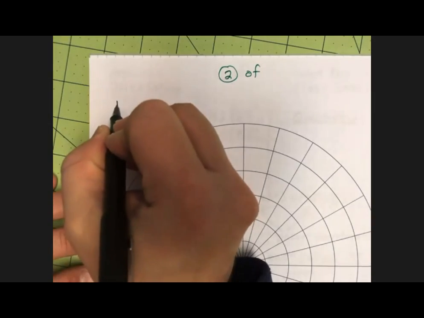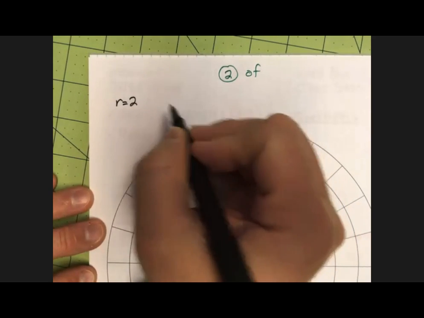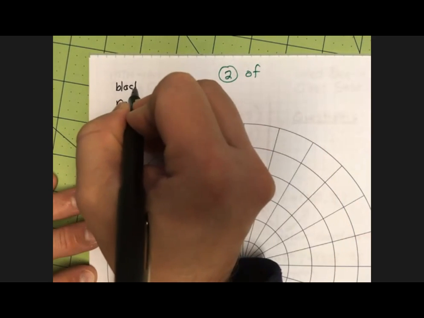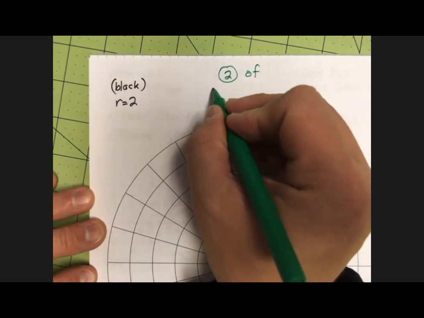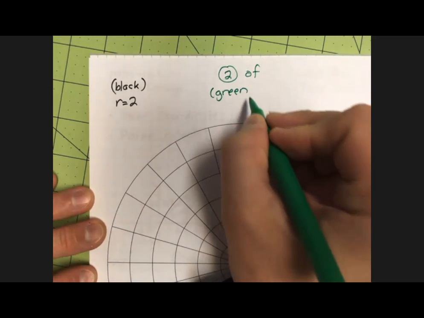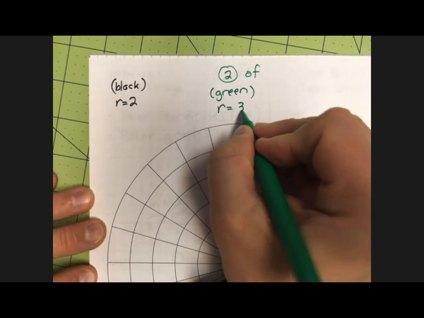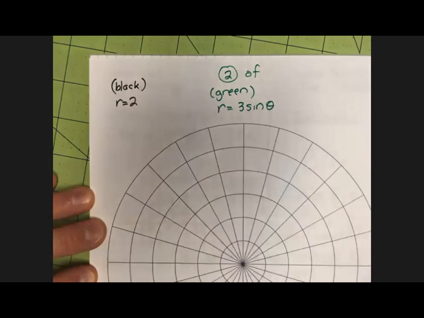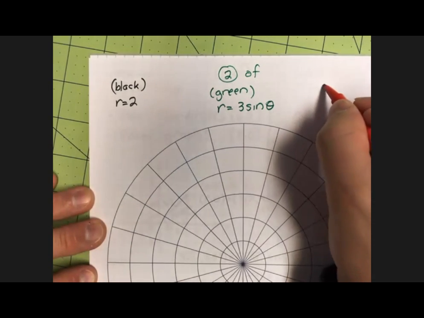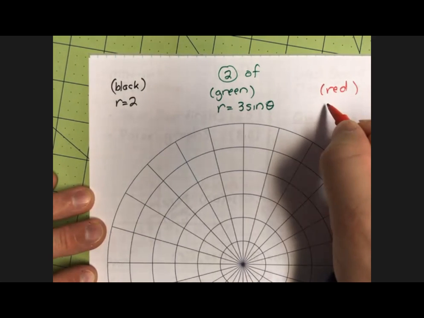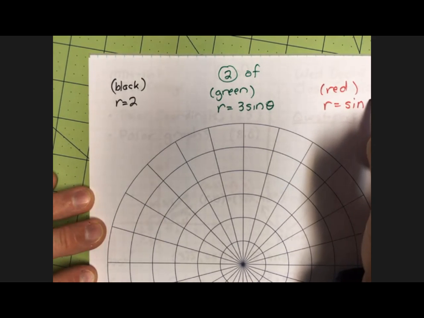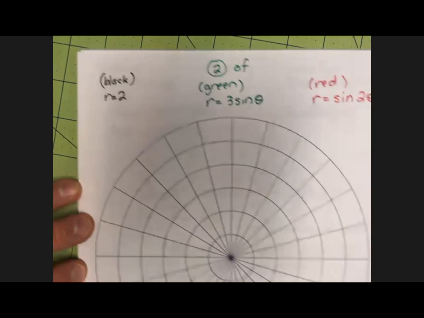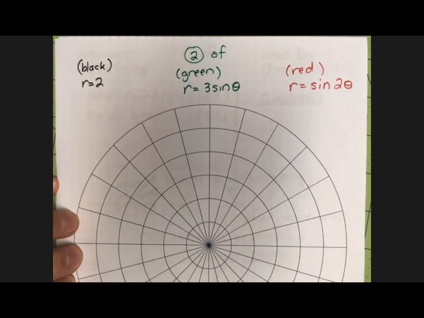I'm going to draw r equals 2, that's black. Colors do not always show up excellently on your screen, but I'm going to try it this time. I'm going to graph in green r equals 3 sine theta. And I'm going to graph in red r equals sine of 2 theta. That doesn't show up too badly in the camera.